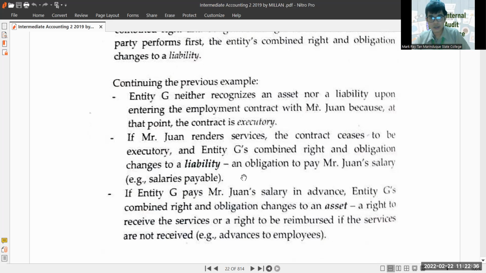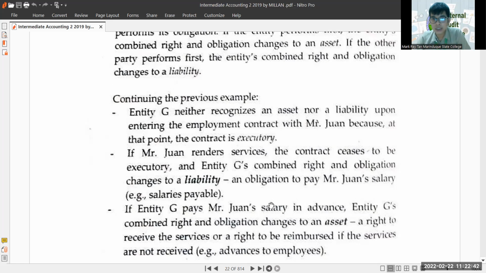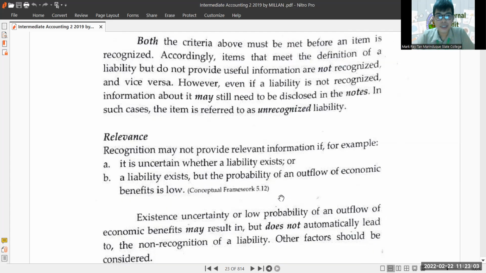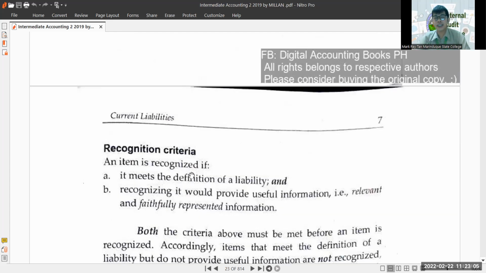Okay. O, ito. Advances to employers. Iba pa yan. Salary na lang. Okay. So, that's it. We're done with the third aspect of the liability, which is the present obligation as a result of past events. So, ang haba nun, definition pa lang yun, class. So, let's proceed to the next topic, recognition criteria.